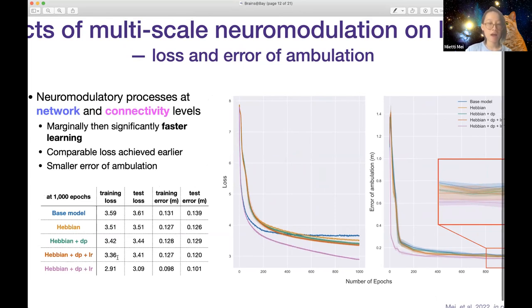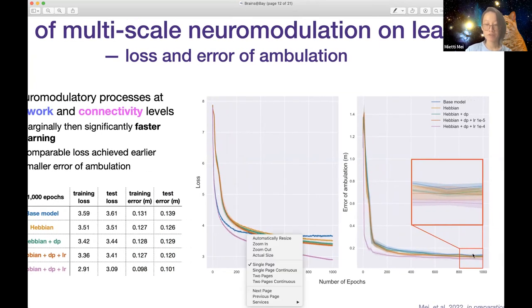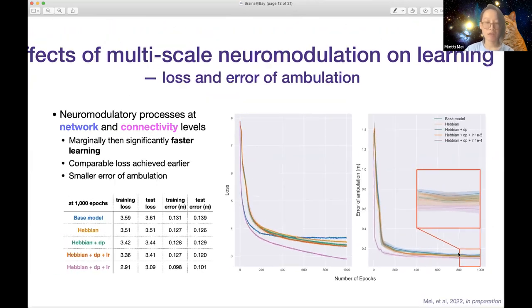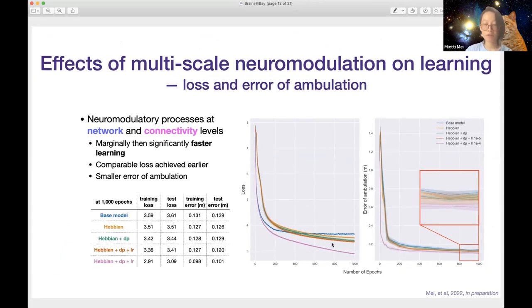So this is something we have observed at 1,000 epochs of training. First thing is that we have gradually reducing loss. In the meantime, although loss does not always convert to a smaller error, we still have errors that are reducing until the end. For this task, adding this neuromodulatory component helped us to train the models faster, as well as to achieve a smaller error by the end of training. This is the big thing we have observed by adding all these levels of neuromodulation.